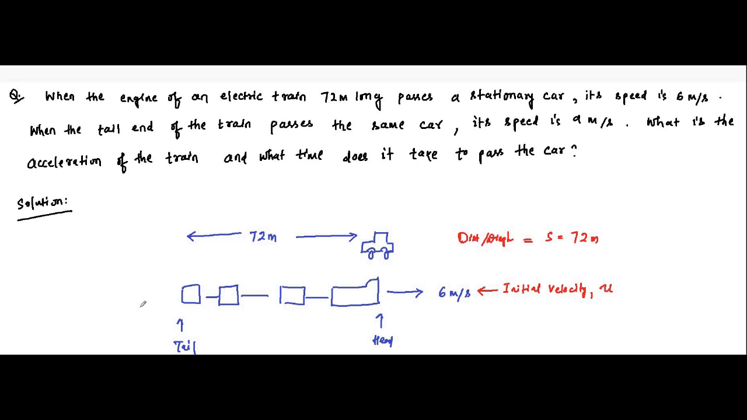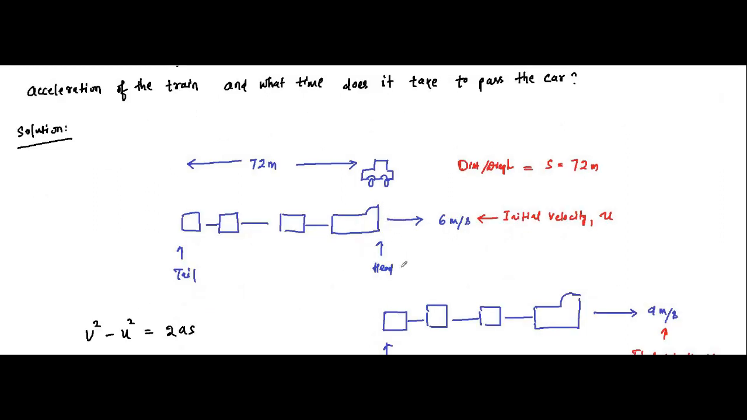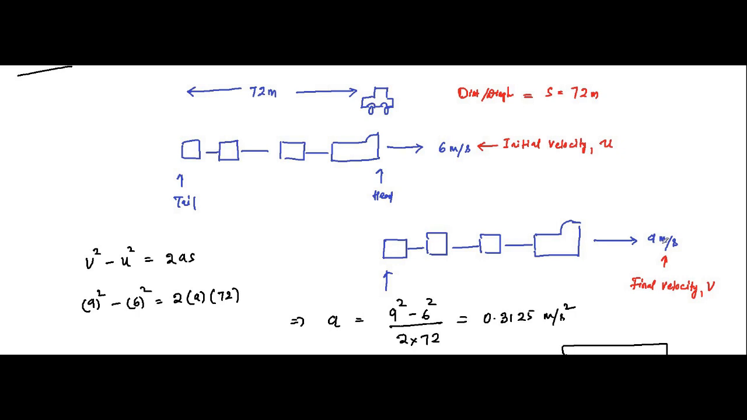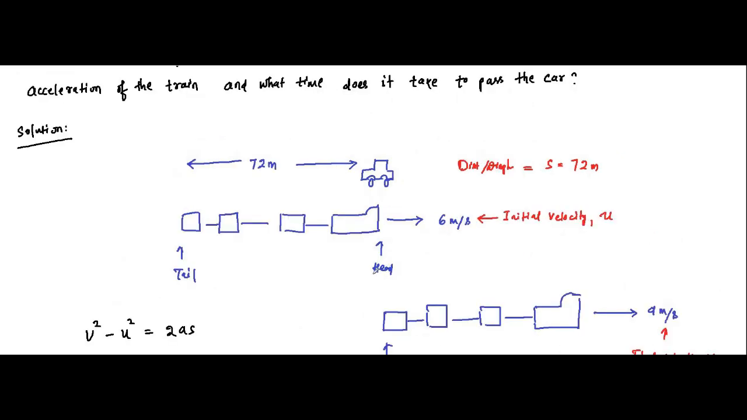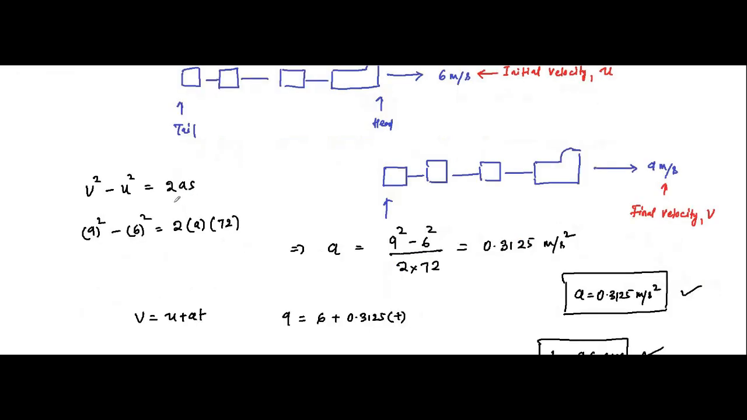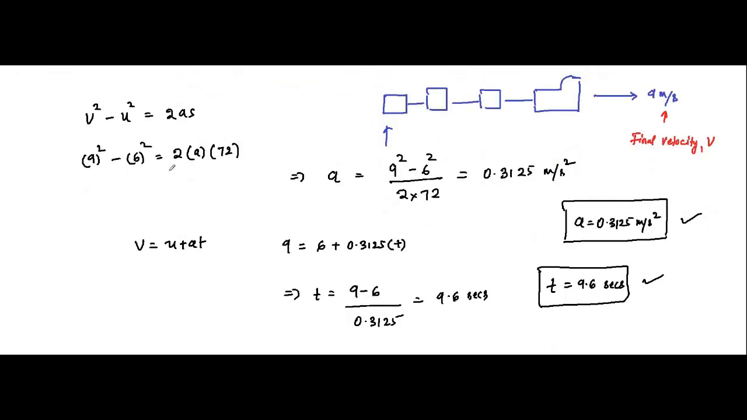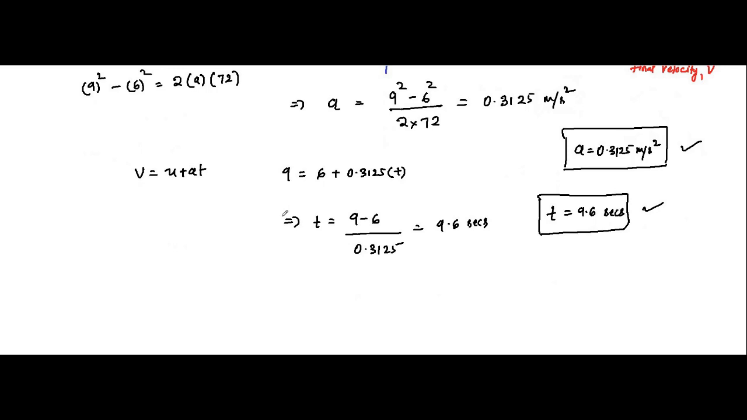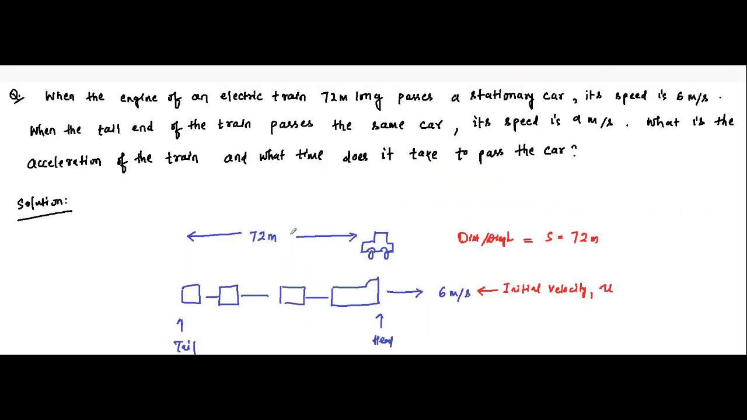When the tail end has completely passed the car, at that time the velocity is 9 meter per second. So that is the final velocity. The entire length of the train which has passed the car is the distance or displacement. From that we have to use the appropriate equation of motion to determine the required parameters which are asked. Okay, so this is the solution.